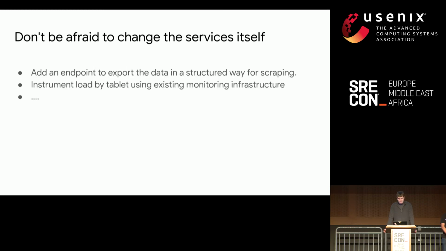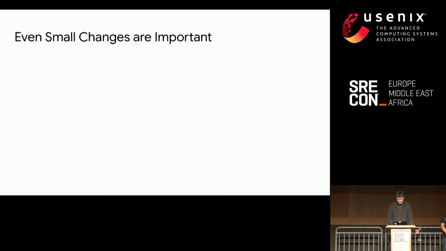So there's a bunch of things that we could have done differently here. We could have added an endpoint to export the data in a structured way for scraping. Then we wouldn't have had this problem. We could have instrumented the load by tablet using existing monitoring infrastructure that we already had inside of the core part of the system. Then we wouldn't have had this problem. And there's a whole bunch of other solutions that you can probably imagine. But the point is, all of these only work if we were willing to go and make changes to the core system in order to make the tasks we have in the service easier. Even small changes are really important.